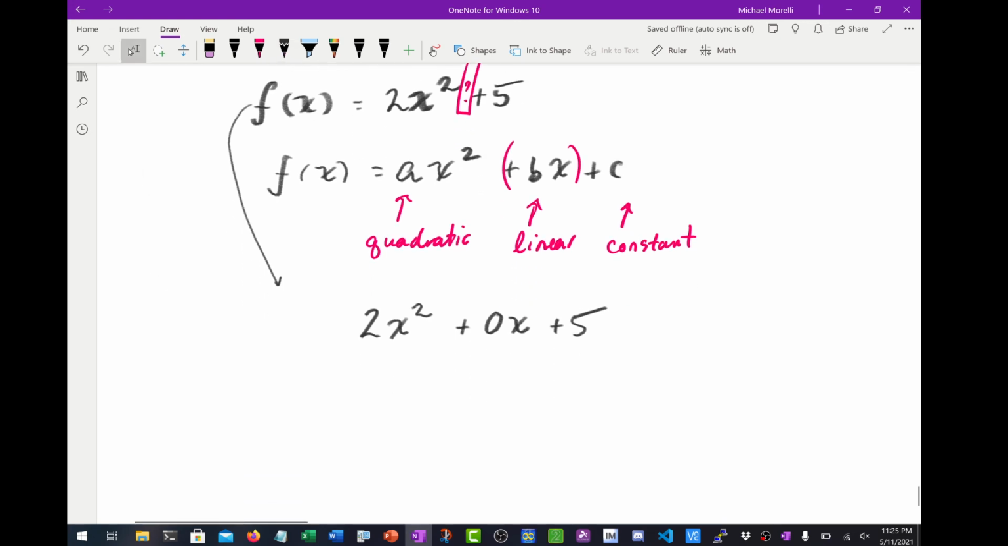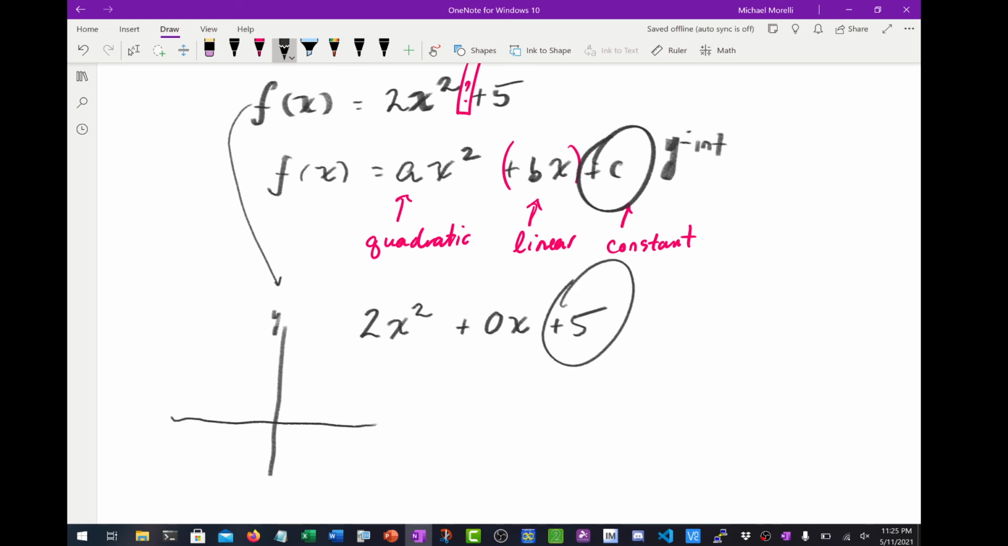And what this means is there is no shift horizontally from the y-axis. So the way this graph looks is it's going to be centered on the y-axis. And this term, the constant term, this is the y-intercept. So 5 is the y-int. 1, 2, 3, 4, 5. It's got a positive leading coefficient, which means it points up. So the graph looks like this.